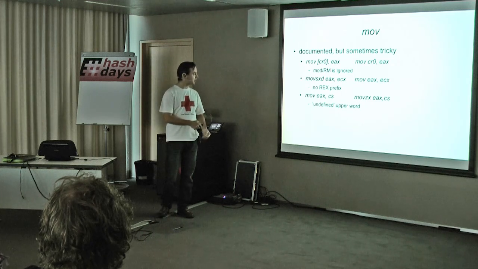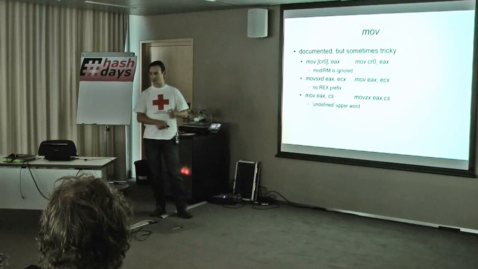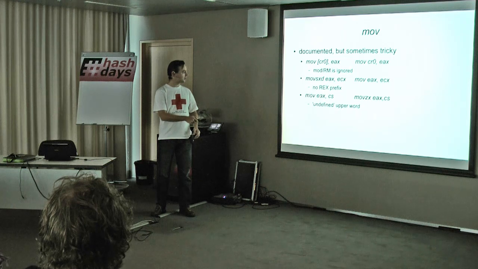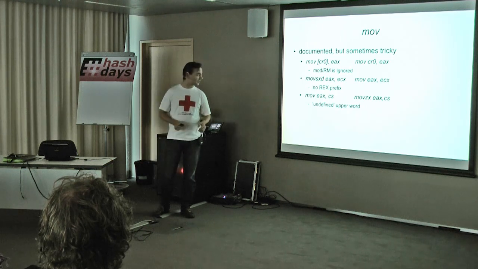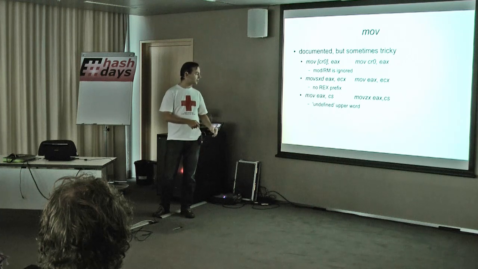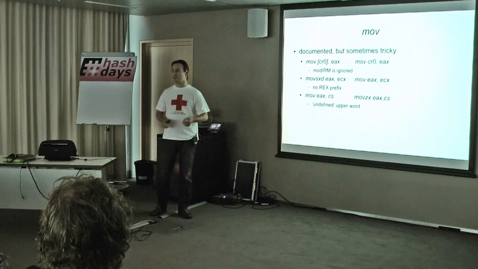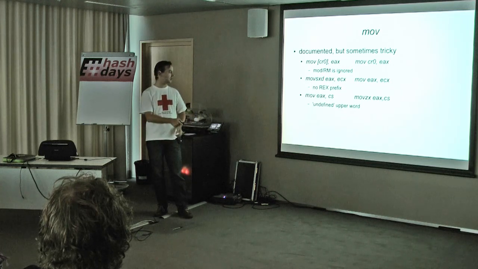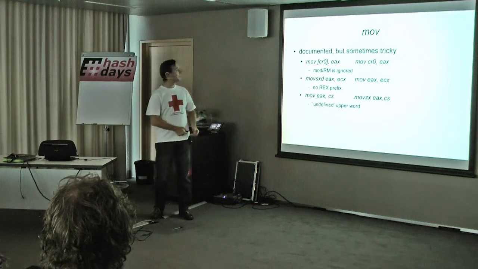And the other way around, move from a selector to 32-bit registers actually works. So many disassemblers were disassembling that as move AX, CS, because that would make both operands the same size. But actually, the upper word of the target register is undefined, though there's no funny thing here, there's no random value, it's zero. So basically it makes it equivalent to movzx EAX, CS.